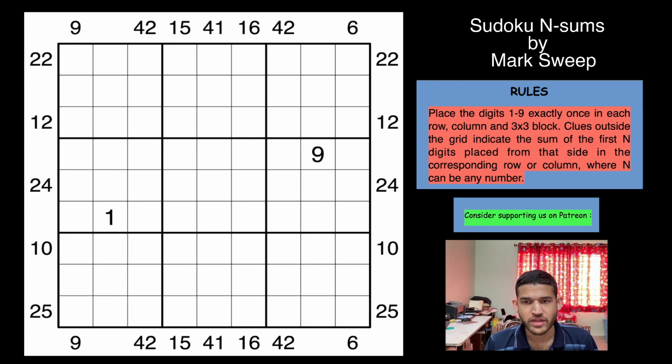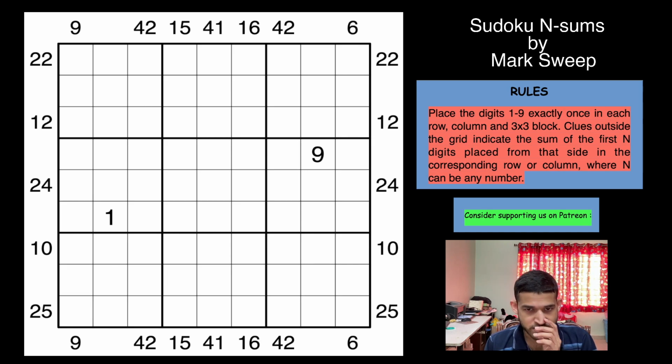So you take, for example, this clue, the 24 clue, and start summing up the digits from this direction. You will land up to 24 at some cell. It can be the third cell, it can be the fourth cell, it can be the fifth cell, or it can even be the sixth cell. But this total must be reached when you sum the digits starting from this direction. The same is true for every clue.